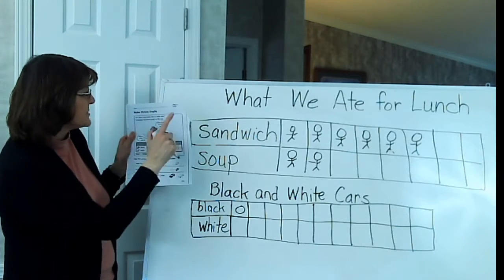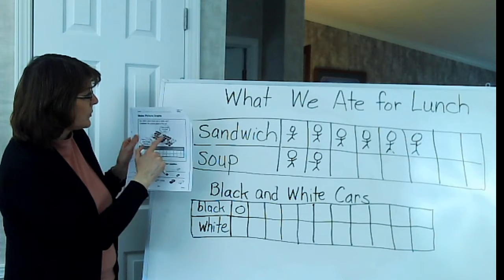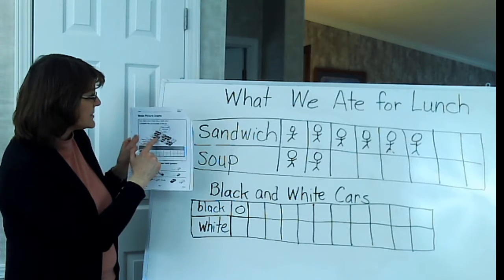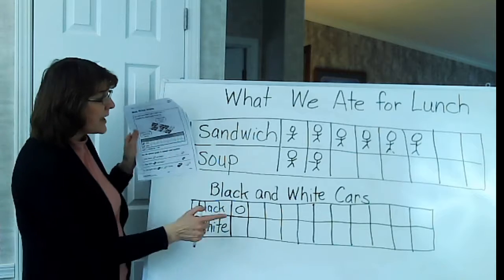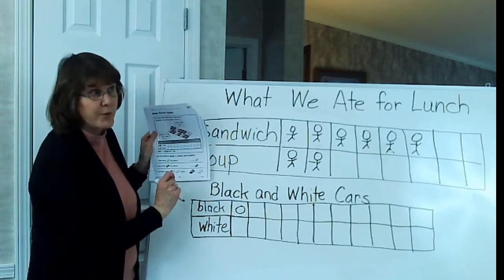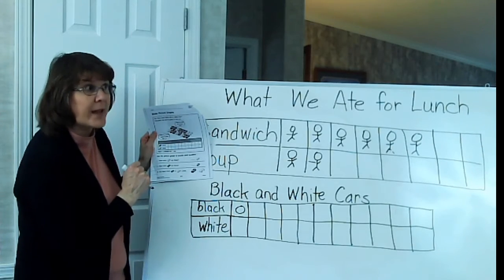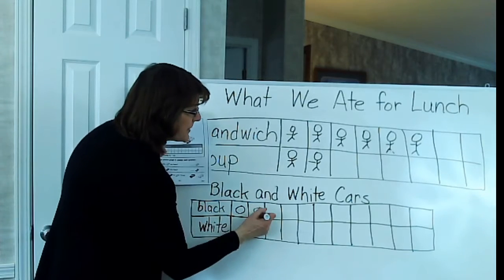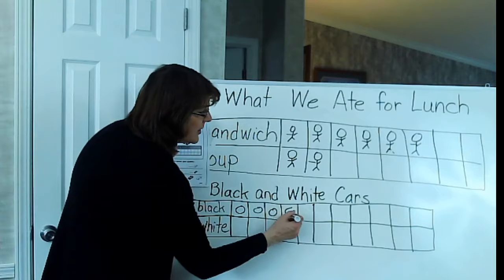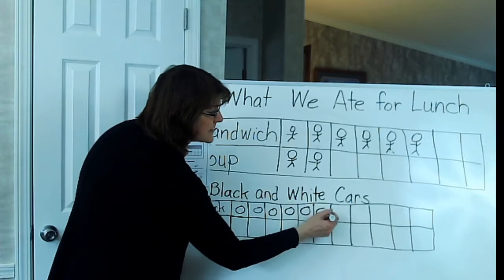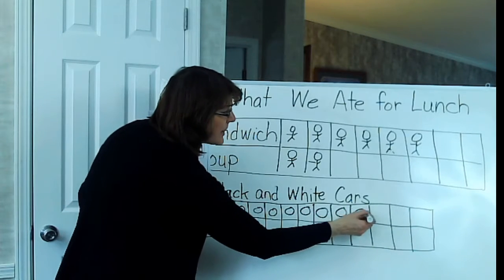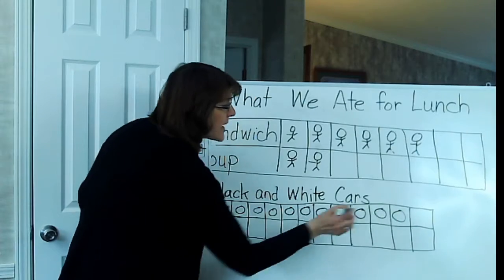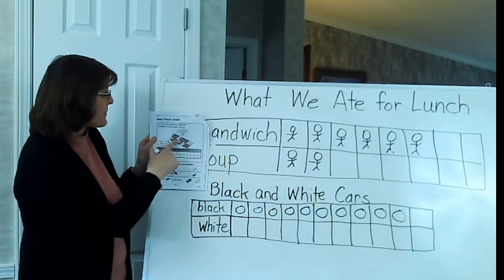Let's go ahead and count them together. 1, 2, 3, 4, 5, 6, 7, 8, 9, 10. I need to remember they already wrote 1 for me. I'll keep going until I have 10 on my picture graph for black cars. 1, 2, 3, 4, 5, 6, 7, 8, 9, 10. There were 10 black cars in my parking lot.